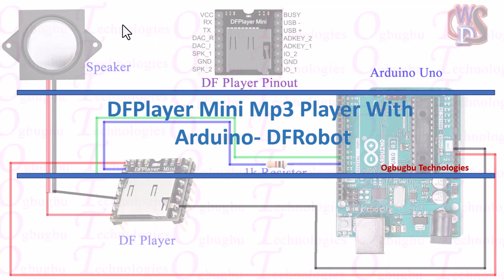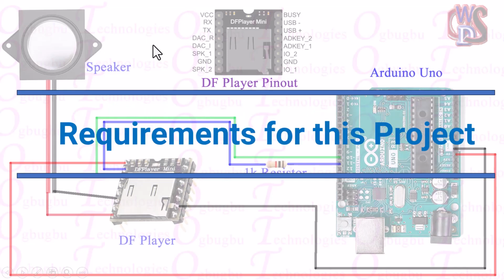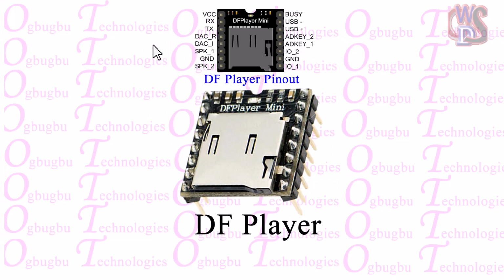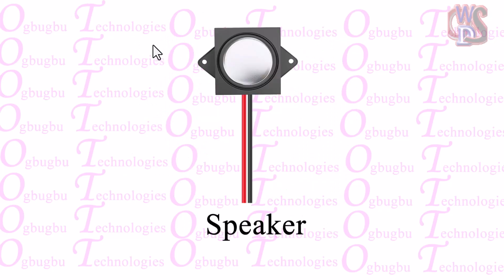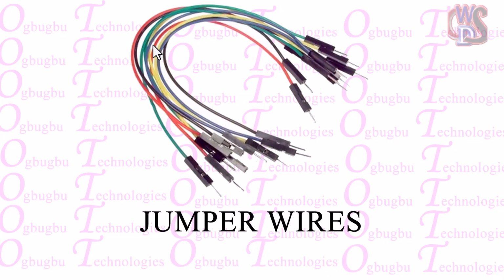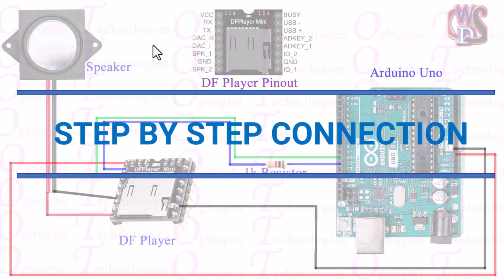But before that, let's check on the requirements, what we need for this project. One of them is Arduino Uno, another one is the DFPlayer mini speaker, then a 1K resistor, and then jumper wires. That's what we need for this project to be done. So right now, let's go into the step-by-step connection.